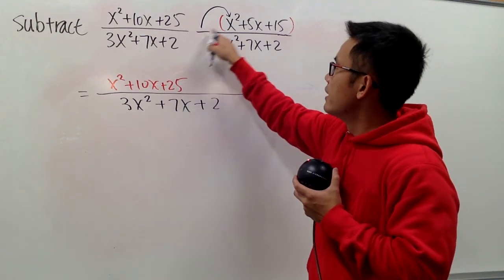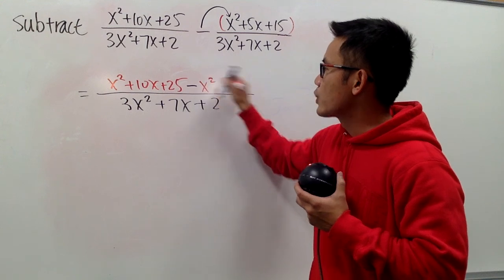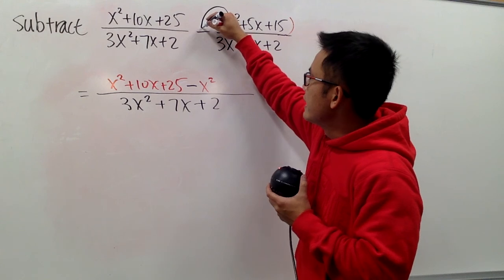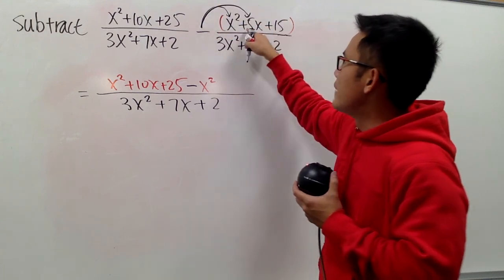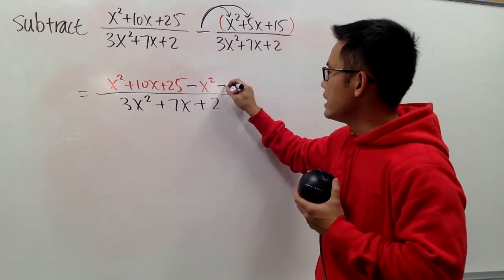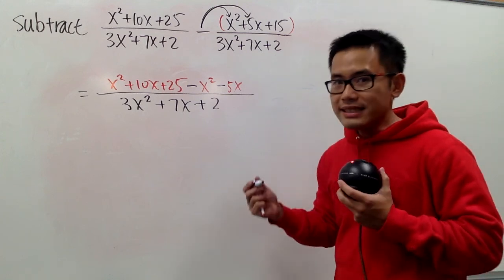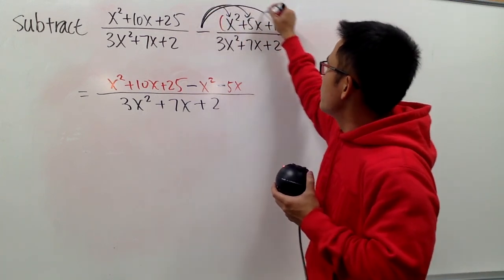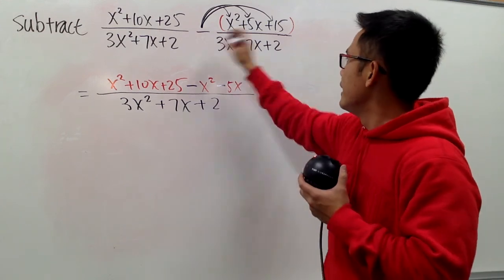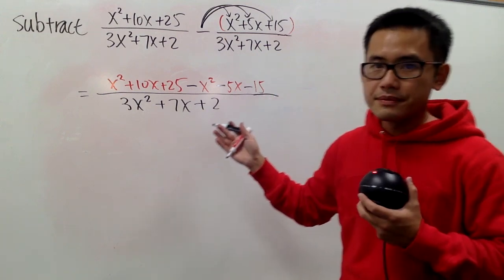And now let's take a look. When we take negative times x squared, that will give us negative x squared, okay? And then next, we do the same thing. We take the negative sign, multiply with 5x. Negative times positive, that's negative, and this is 5x, all right? And lastly, we take the negative, multiply with the positive 15, and that's going to give us what? That's going to give us negative 15, like this, okay?